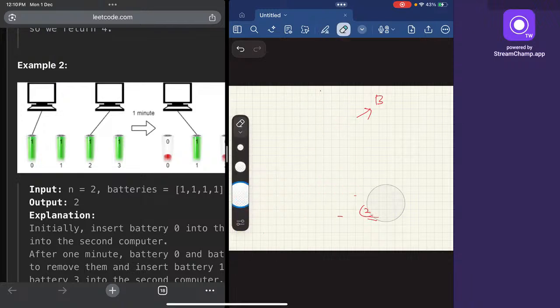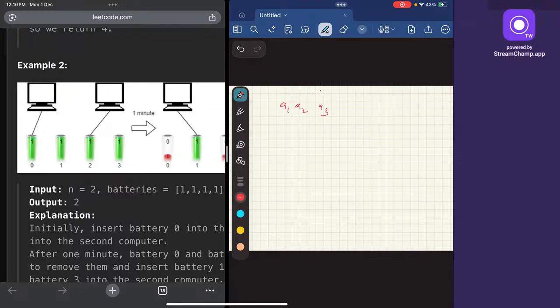If we try to simulate this process, like we have given values A1 A2 A3. So if we have n cells and n computers, we can run exactly the min of the battery percentages, min of that. If we were given 1 2 3 with 3 computers, we can run exactly 1 minute, because we don't have any extra batteries that we can swap.